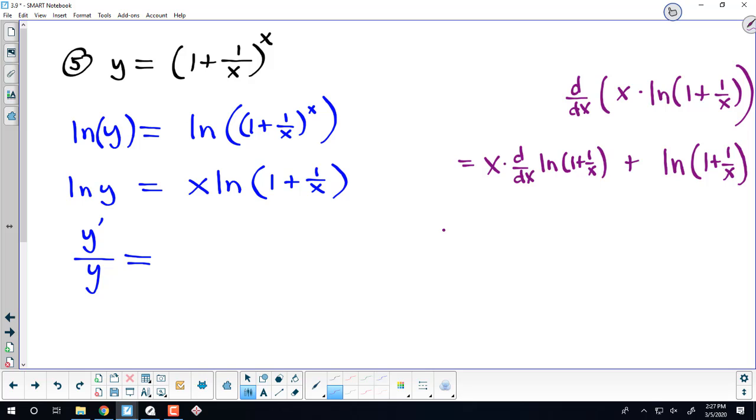All right. Then we've got to compute the derivative of the natural log of 1 plus 1 over x. So what's the derivative of natural log of 1 plus 1 over x? It's not just 1 over x. So we do 1 over the argument times the derivative of the argument.